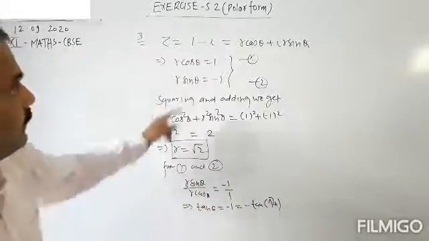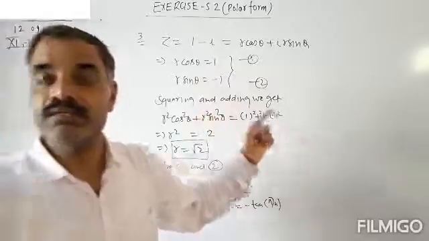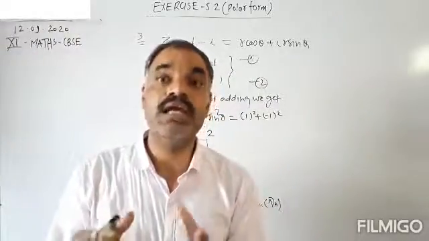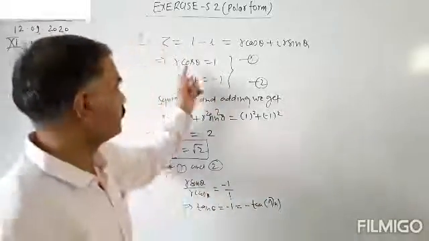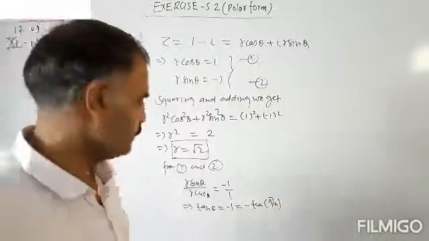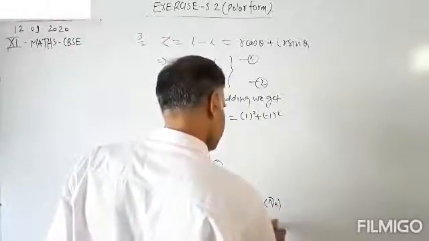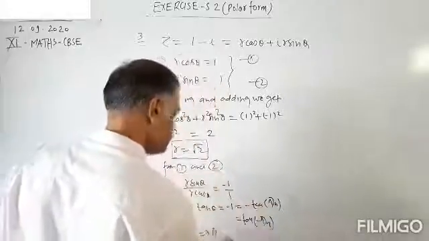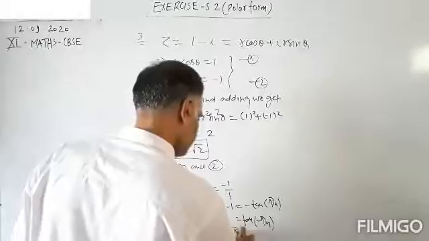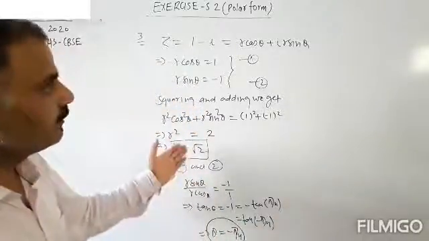Now cos theta is positive and sin theta is negative. That is why it is the fourth quadrant. The amplitude will lie in the fourth quadrant because cos theta is positive and sin theta is negative in the fourth quadrant. So theta equals tan minus pi upon 4, so theta is equal to minus pi upon 4. This is the amplitude and this is the magnitude.